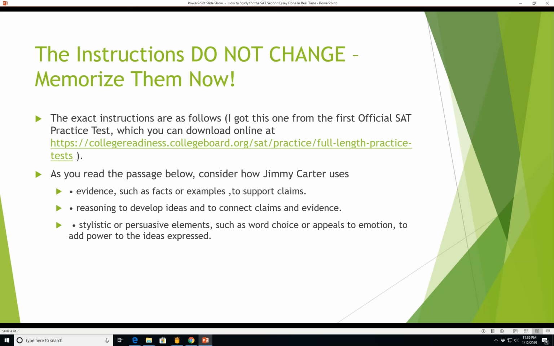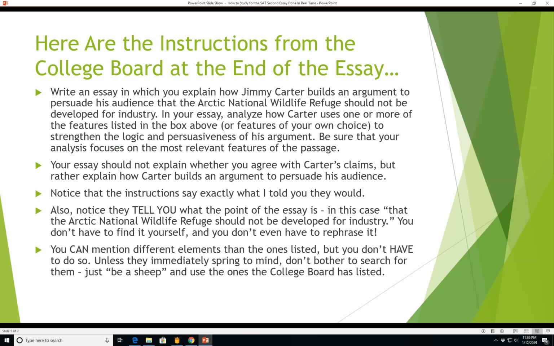And as I said, I got this from the first official SAT practice test, which you can download online at https://collegereadiness.collegeboard.org/SAT/practice/full-length practice tests. These are free. These are also the same tests that are in the official practice guides that you can buy. So I would recommend not buying the practice guides, just downloading those and buying some other SAT practice book. Because the College Board, other than the practice tests, their thing isn't really that good.